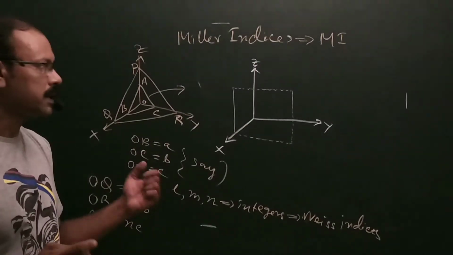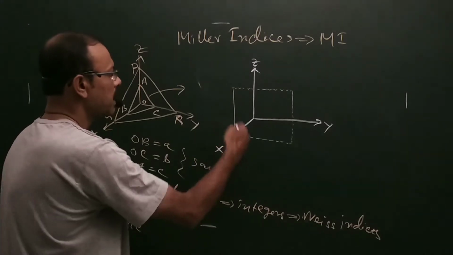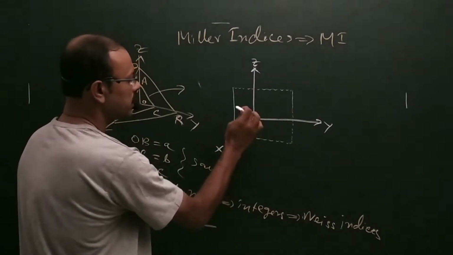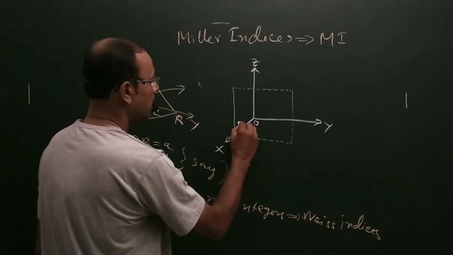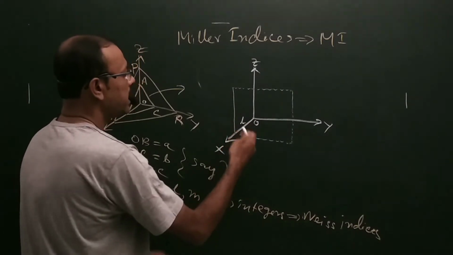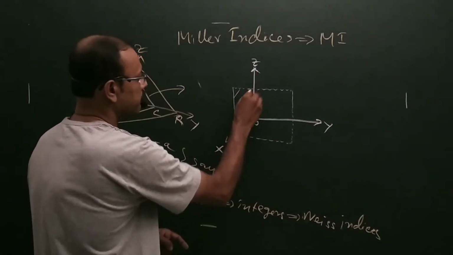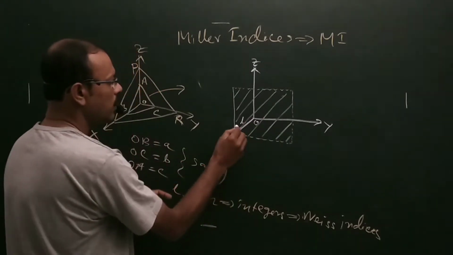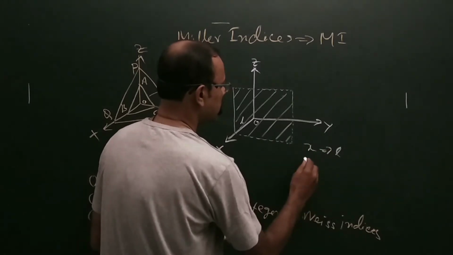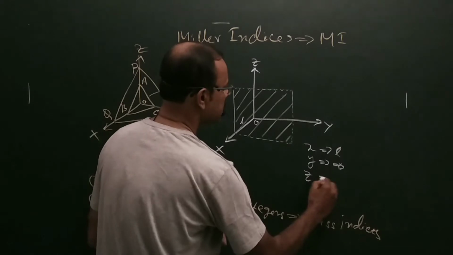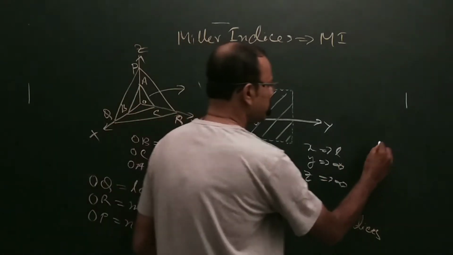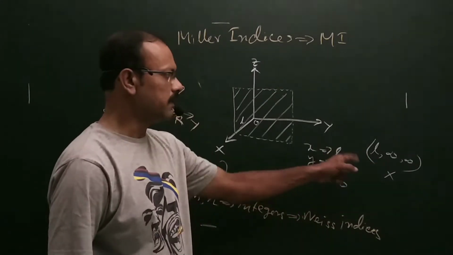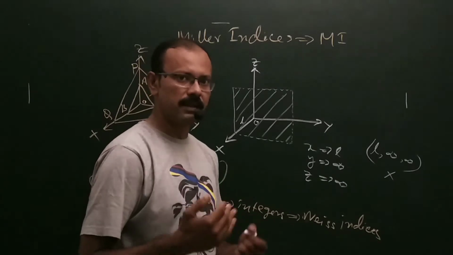Now see, suppose I am considering a plane parallel to both the z and y axes. The plane only intersects the x-axis. This is the origin, and the intercept along the x-axis will have some value, say l, but it is parallel to both the z and y axes. Therefore, the Weiss indices, that is the values of the intercepts, are l along the x-axis, infinity along the y-axis, and infinity along the z-axis. So the plane is denoted by l, infinity, infinity, which is meaningless, that is, undefined. So Weiss indices cannot predict the direction of the plane.